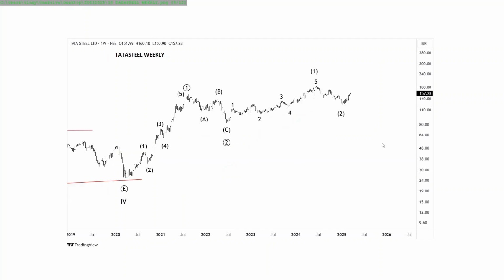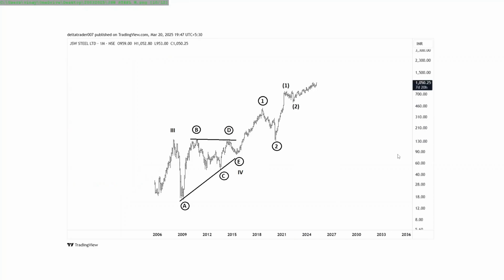On the weekly time frame, Tata Steel has completed this intermediate wave 1 and 2. As you can see, you can count this as wave up, and if correct, Tata Steel should now move to new highs. Next on the chart is JSW Steel.